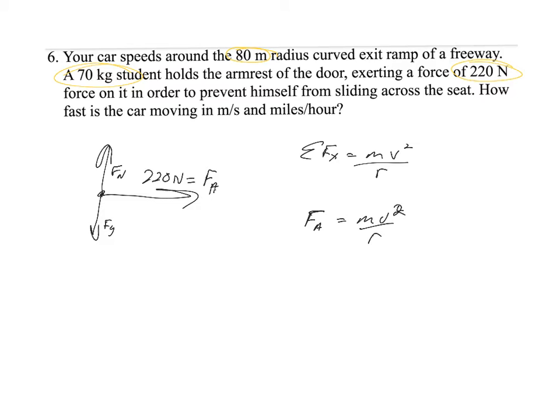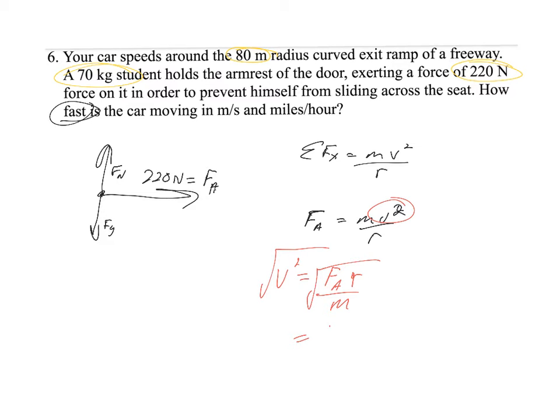Boy, am I getting sloppy here. The velocity, how fast, that's the question mark. Let's get v all by itself, and then we'll put numbers in. Doesn't matter when we do it. So it's going to be v squared equals force applied, which is that 220, multiplied by the radius, divided by the mass. And then we'll square root both sides.